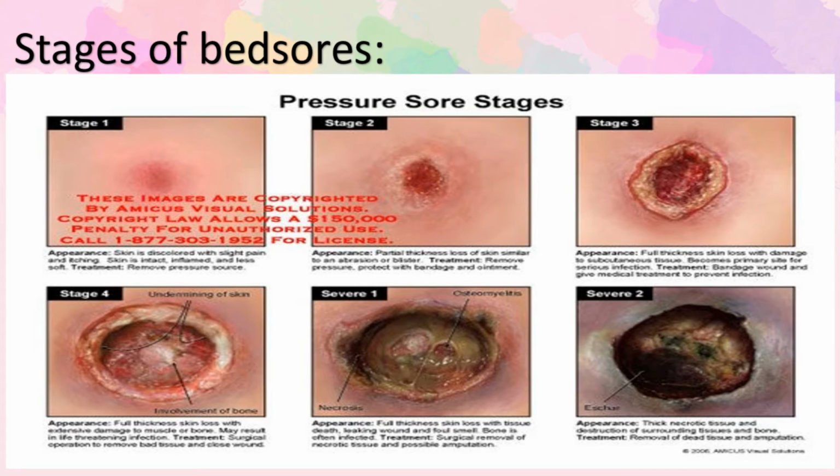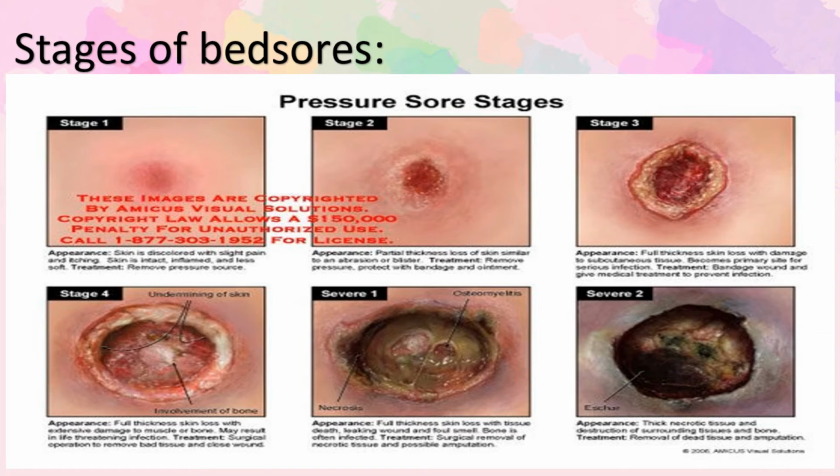In stage 3, there is full thickness damage around the skin and damage of the subcutaneous tissue. In stage 4, there is full thickness damage of the skin around the wound with damage of the muscles and bone. In the first severe stage, the skin will appear thick with tissue death and lack of the blood vessels that supply the wound.